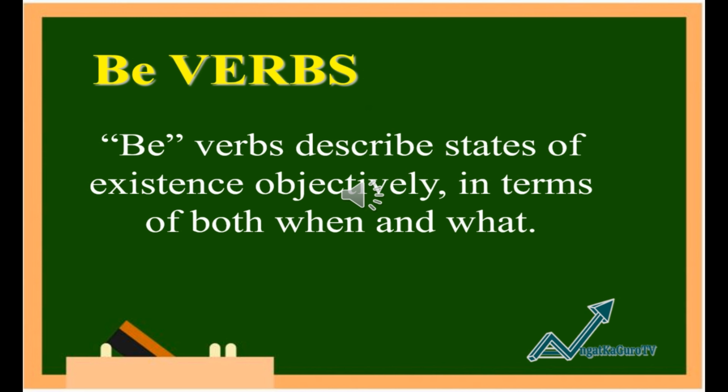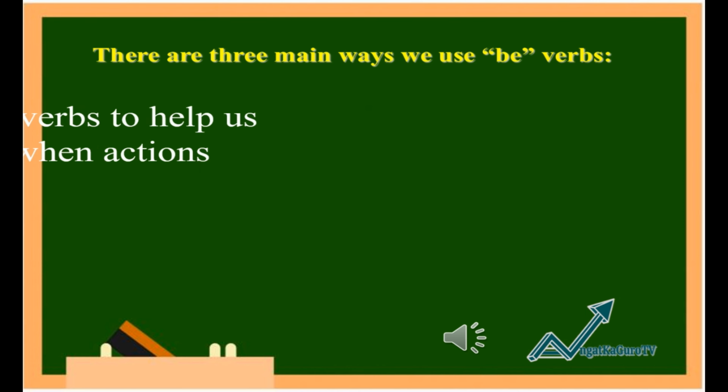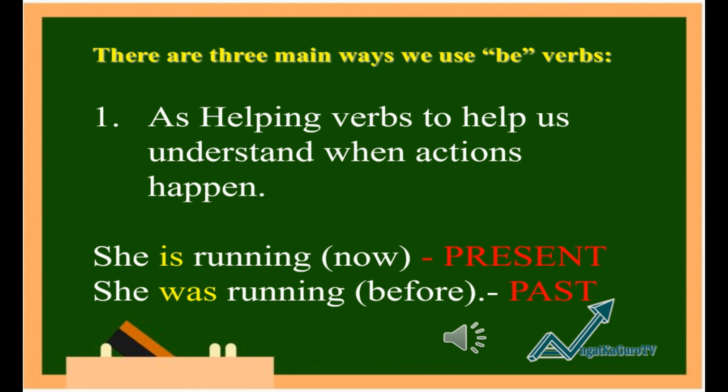Let's go now to the be verbs. Be verbs describe states of existence objectively in terms of both when and what. Now, there are three main ways to use be verbs.